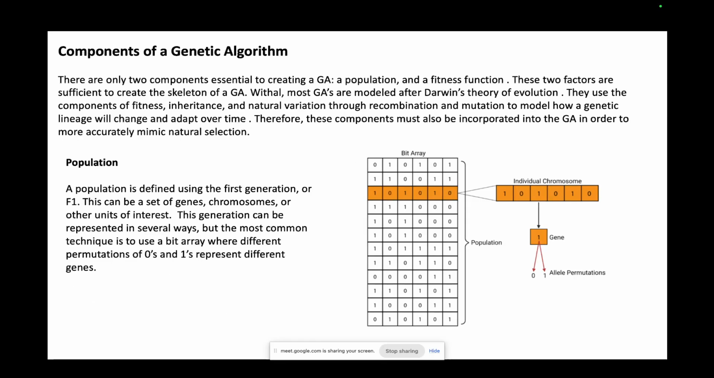Okay, so one important part of evolutionary algorithms are genetic algorithms. In genetic algorithms, there are two essential components. One of them is the population, which you can imagine as a set of markers.